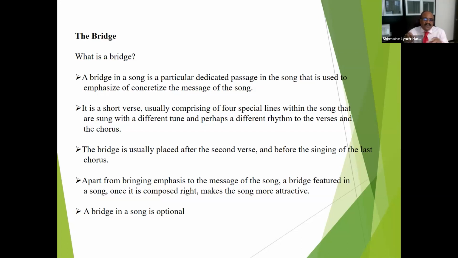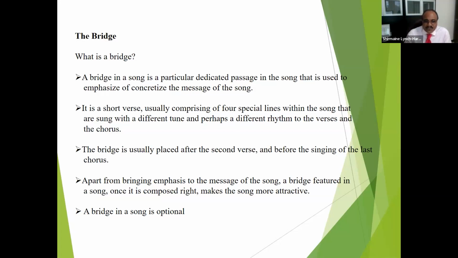It is a short verse, usually comprising four special lines within the song that are sung with a different tune. Here you see the bridge must have a different tune and perhaps a different rhythm, okay, to the verses and to the chorus, right?